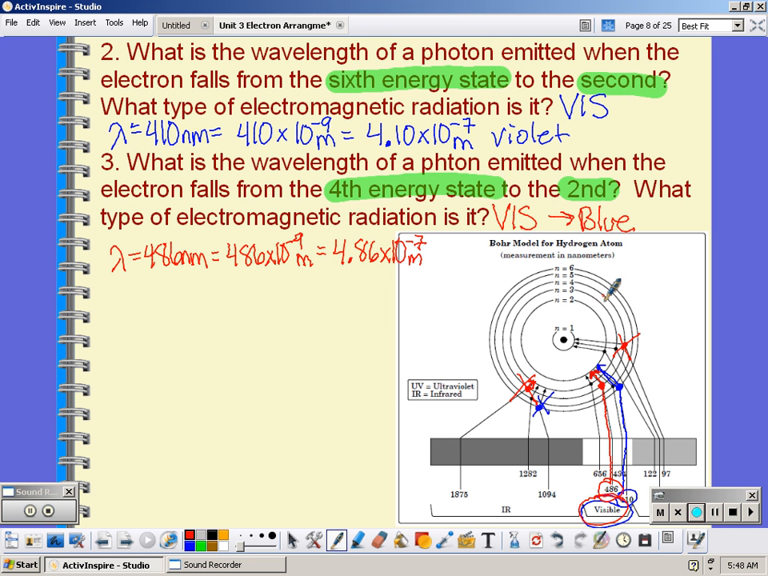So on the quiz and on the test, you'll be asked for the wavelength, which remember is the number, the type of electromagnetic radiation, and the color. So there'll be 3 questions reading Bohr's model.